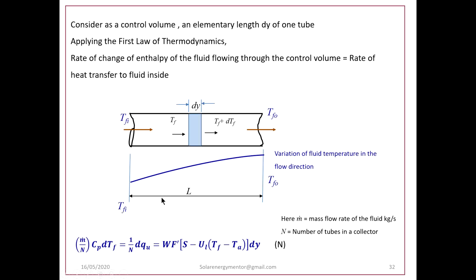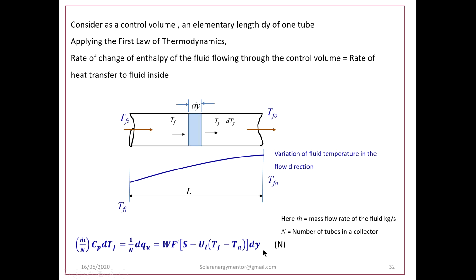Now what is the rate of heat transfer to the fluid flowing inside? This is W, the tube spacing, into F dash, the collector efficiency factor, into the absorbed flux minus the overall heat loss coefficient times the temperature of the fluid minus the temperature of the surroundings, that is ambient, over a length dy.